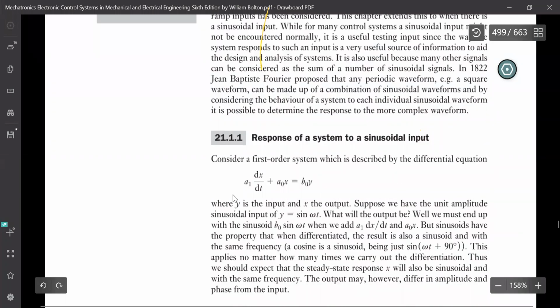Right. So again, if I'm starting with a first order system, then this is the parent equation that I will be using. The only difference is that here the input will be y equal to sine omega t, right? So what will be the output? The output again has to be a sine, because if the right hand side is a sine wave, then we must end up with sinusoidal b naught sine omega t when we add a1 dx by dt and a naught x. So this is the same discussion that has been done over here.